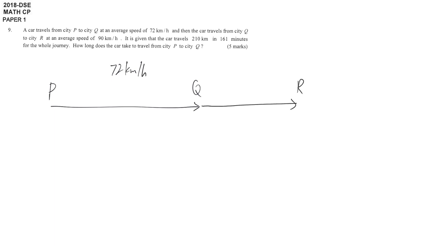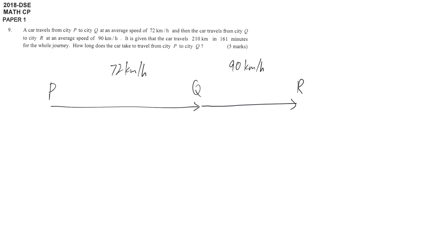Here is a sentence question. They say a car travels from P to Q at average speed. So we just draw P to Q, 2 points. And then the average speed is 72 km per hour. And then after that, they say that the car continues to travel from Q to R. So we have another part. And this time, in this section, the average speed is 90 km per hour.